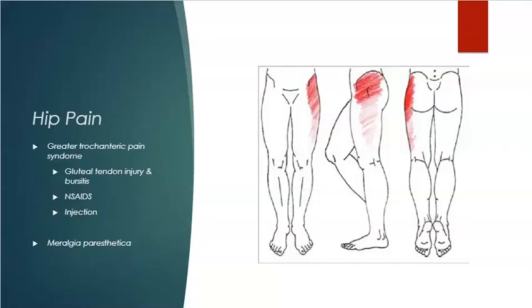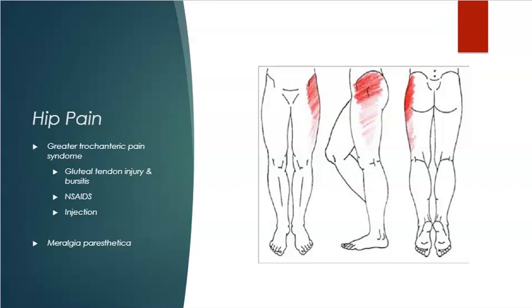Greater trochanteric pain syndrome generally presents as lateral hip pain and possibly some numbness in the upper thigh that's exacerbated by movement, particularly external rotation and abduction. Treatment most often is NSAIDs or corticosteroid injections.